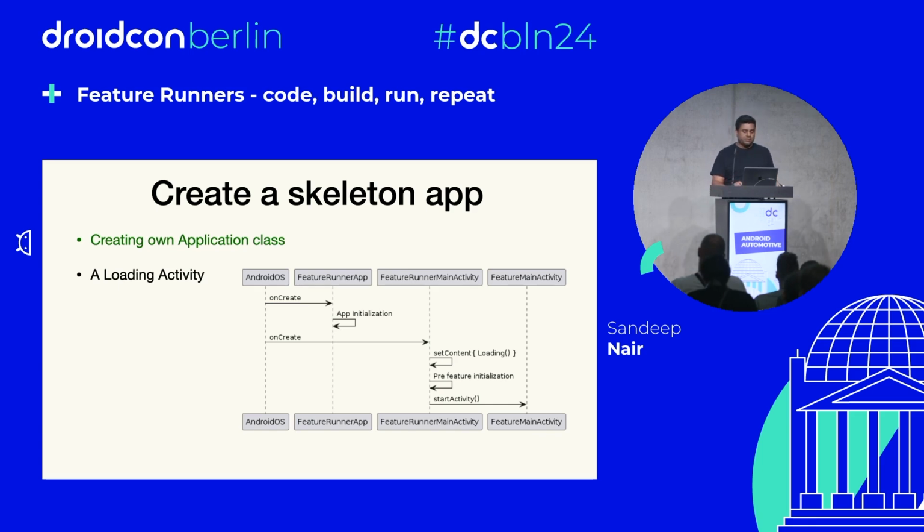And like the picture shows, the feature runner main activity here is that loading activity. And feature main activity is the first activity in your feature. So everything which is usually done in your splash screen or home screen or the ones before that, you could probably mimic it or maybe even do the real implementation in the loading activity. And Android creates the application and then opens the loading activity, does everything there and gets into your feature.